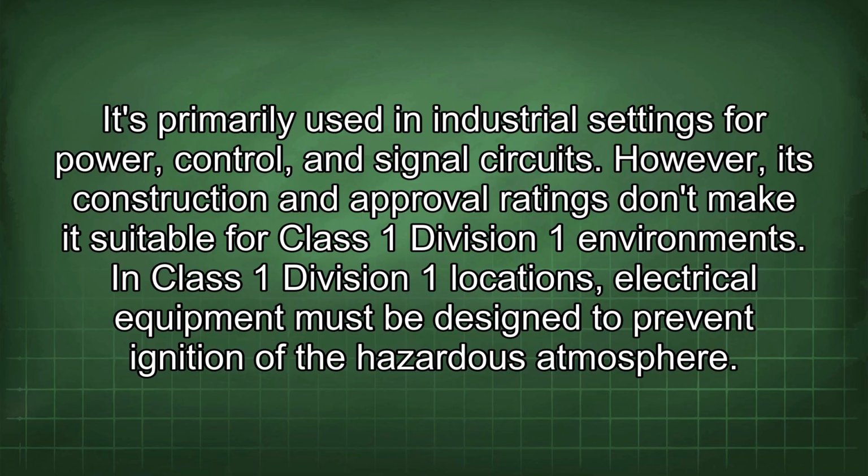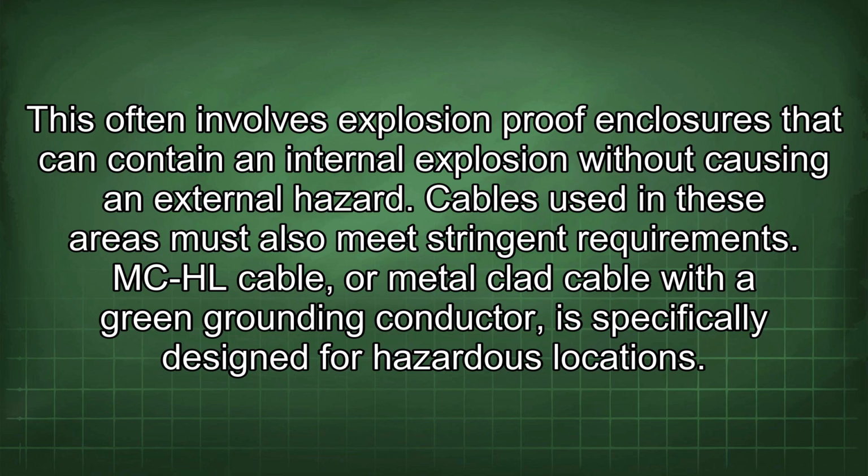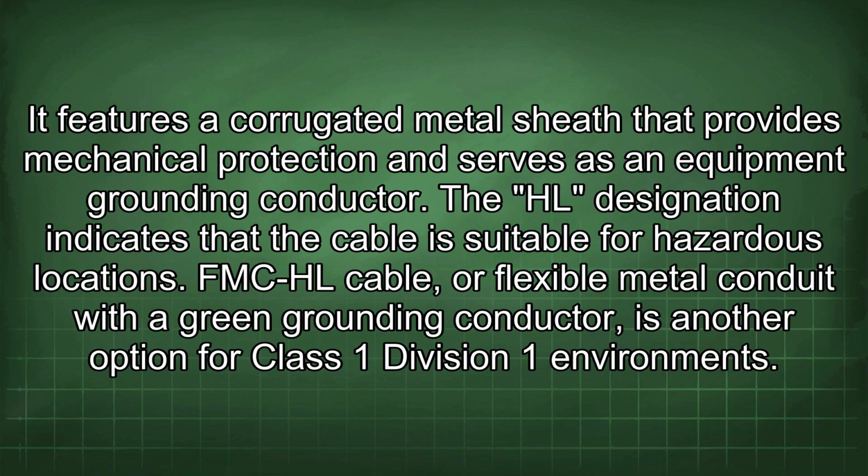In Class 1 Division 1 locations, electrical equipment must be designed to prevent ignition of the hazardous atmosphere. This often involves explosion-proof enclosures that can contain an internal explosion without causing an external hazard. Cables used in these areas must also meet stringent requirements. MC-HL cable, or metal-clad cable with a green grounding conductor, is specifically designed for hazardous locations. It features a corrugated metal sheath that provides mechanical protection and serves as an equipment grounding conductor. The HL designation indicates that the cable is suitable for hazardous locations.